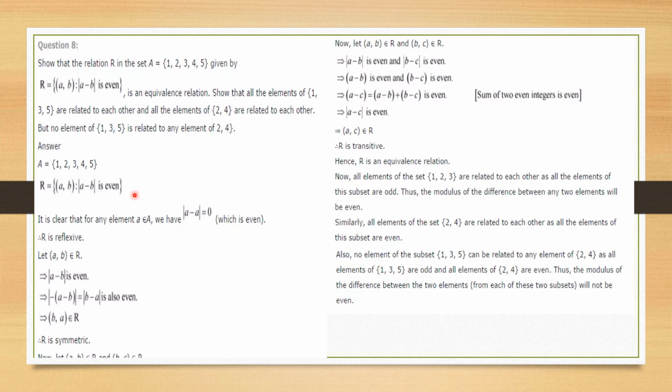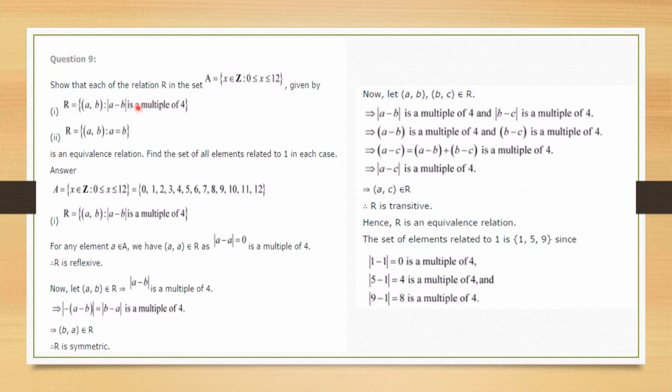Because see that all these elements are odd, these are even. And the modulus of difference between such two elements from these two subsets will not be even. We found that it is not even, but it is odd. So from 2, 4, like 2 minus 4 or 4 minus 2, both are coming out to be even. So all of them with themselves are satisfying the condition, but 1, 3, 5 is not satisfying the condition with 2, 4. Hence, this relation is not holding for this pair.